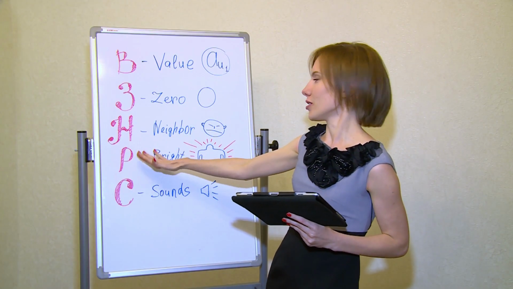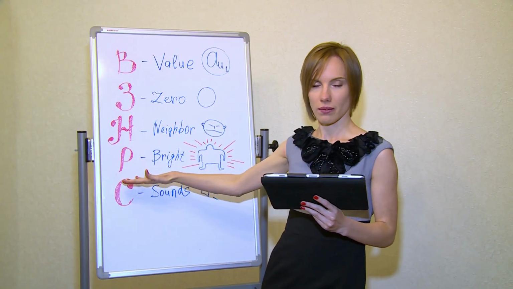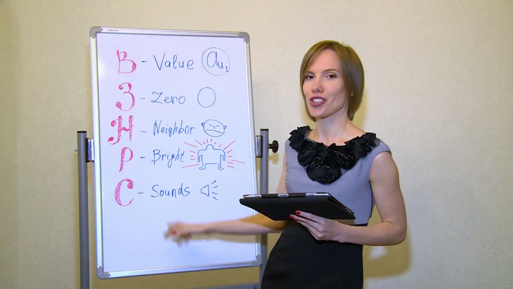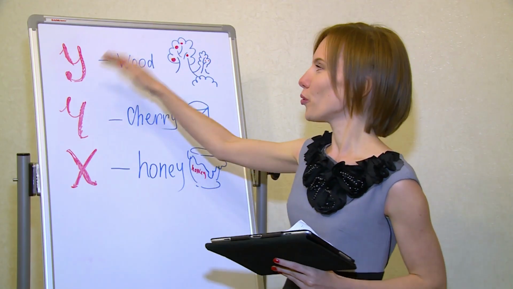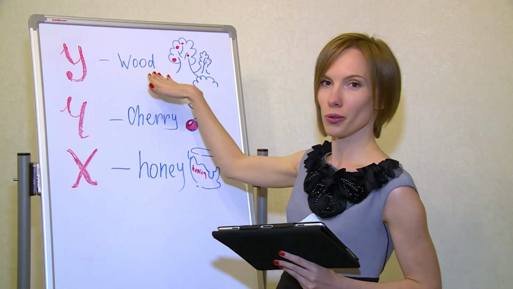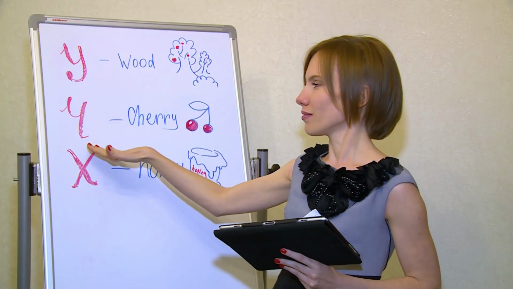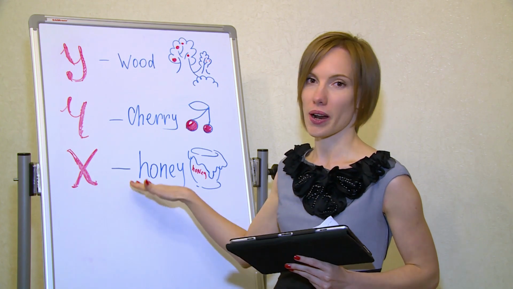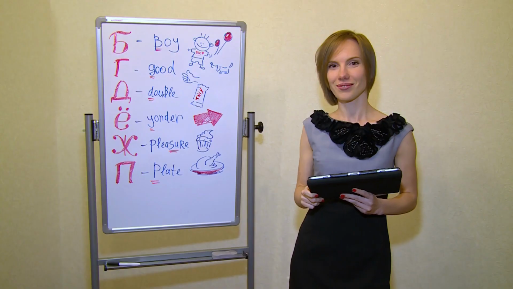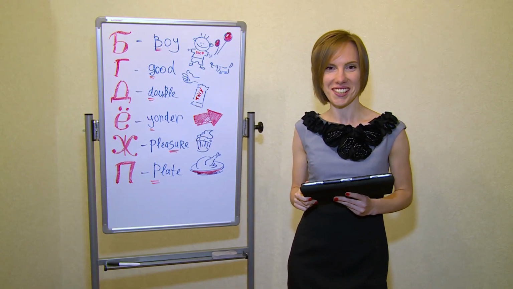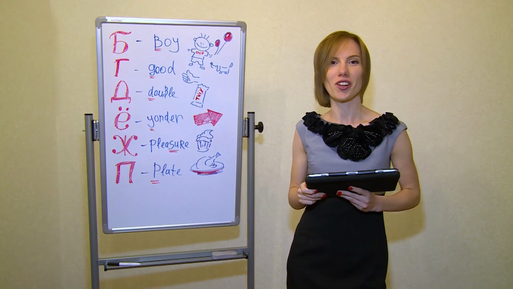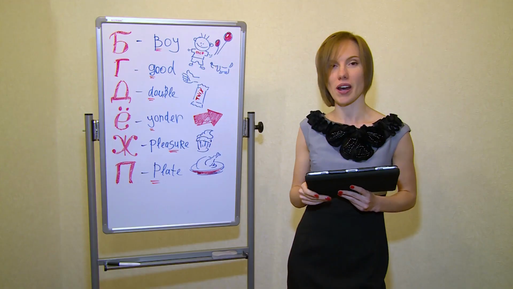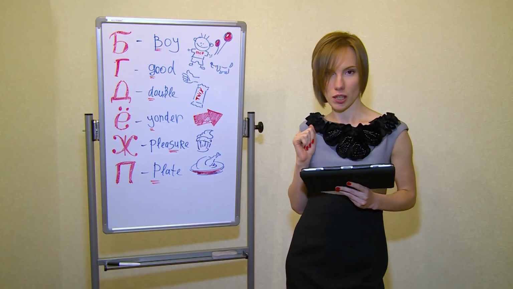N, pronounced as in neighbor. R, pronounced as in bright. And S, pronounced as in sound. U, pronounced as in wood. Ch, pronounced as in cherry. And H, pronounced as in honey. The next group includes 16 letters of the Russian alphabet. They all have an unusual look, but sounds are relatively familiar to English.